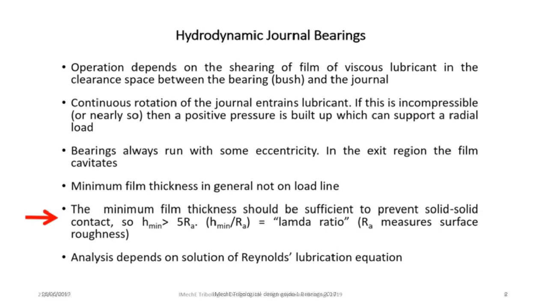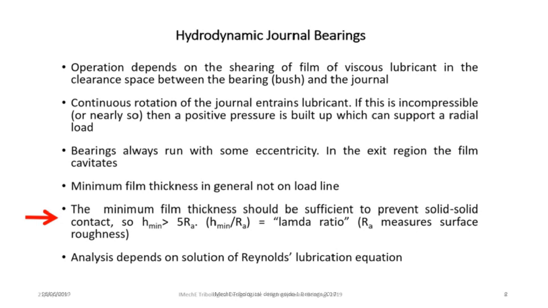The value of h min is obviously of interest. Real surfaces, even bearings, are not perfectly smooth, and so h min must be sufficient to ensure that there is no solid-solid contact. For confidence that this will not happen, the minimum film thickness should be several times the roughness, or Ra values, of the journal and the bearing surfaces. That is, say h min is greater than, say, 5 Ra.